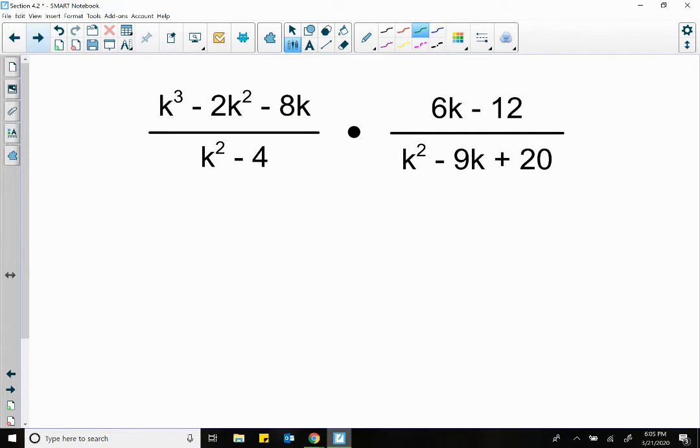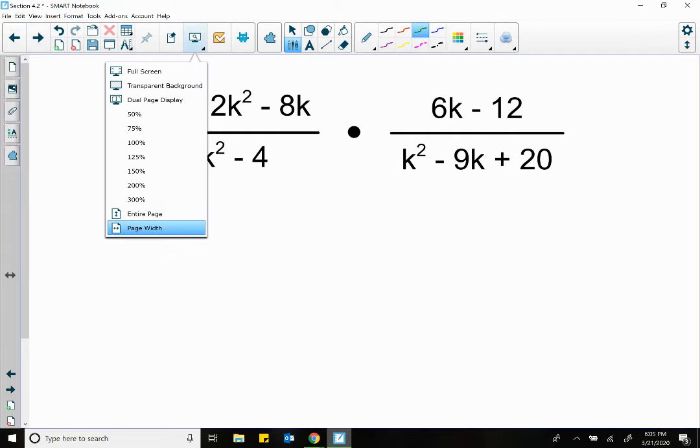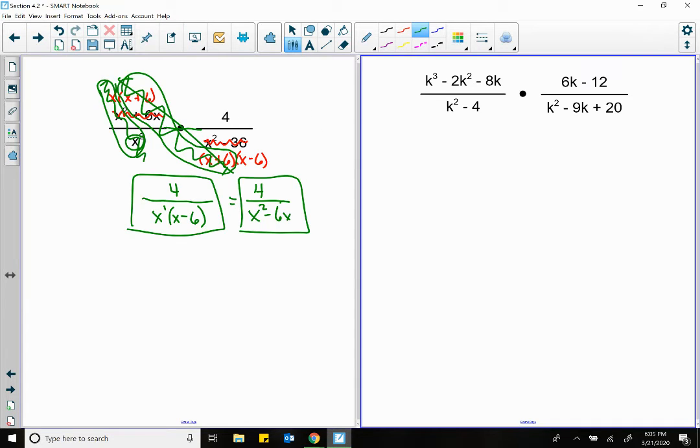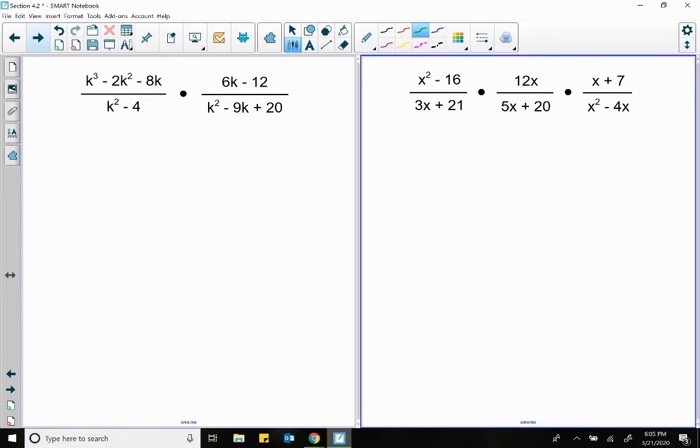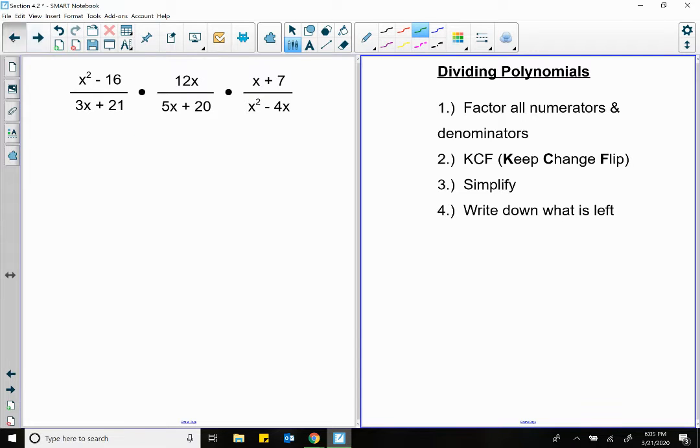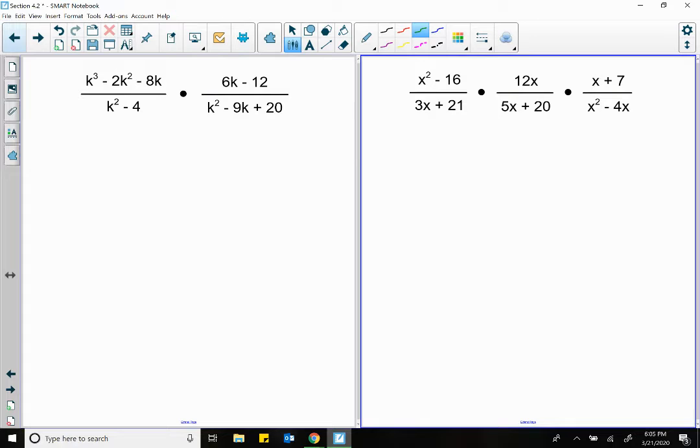So go ahead, pause the video, give this one a try. Actually, before you pause the video, I have two more examples of this. Go ahead and give these two a try. I don't think I have one after that. Nope, then it's dividing. So go ahead and pause your video, give these two examples a try. Again, remember, the first thing you do, factor everybody. Then you cross out what's in common from top to bottom, and then you write down what's left. That's it. Give them a shot. Pause the video now.